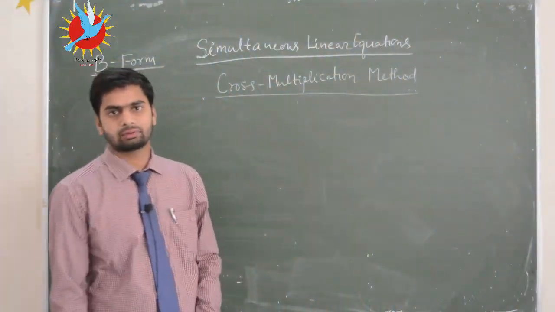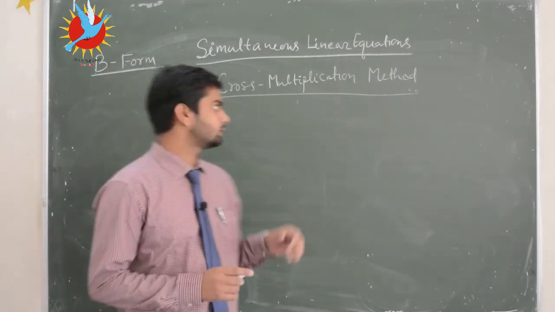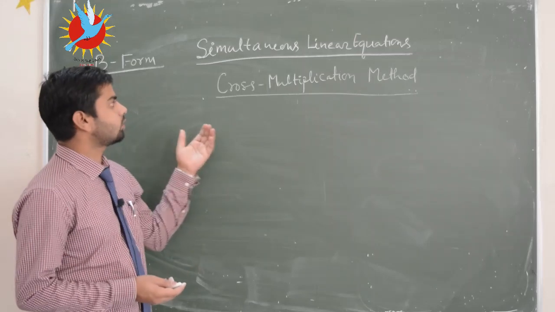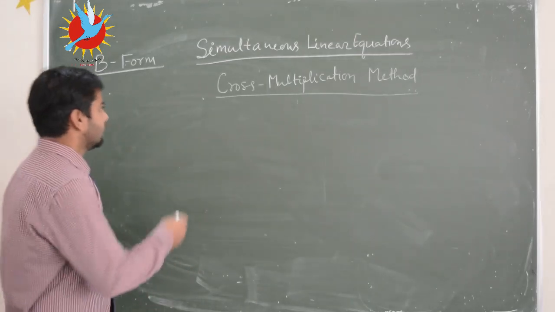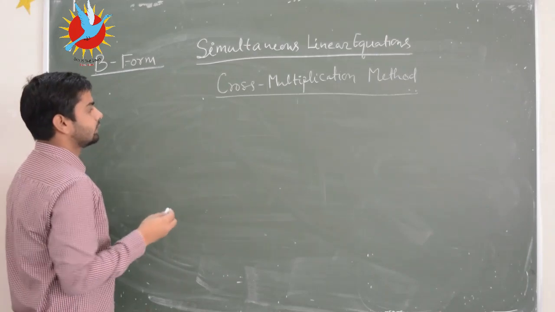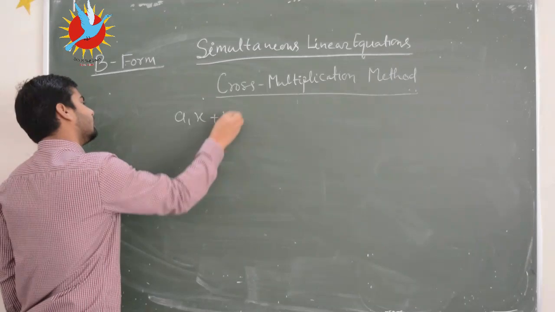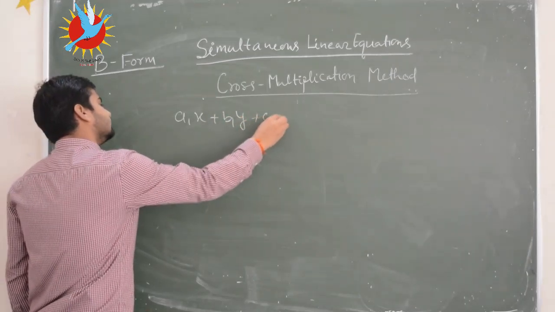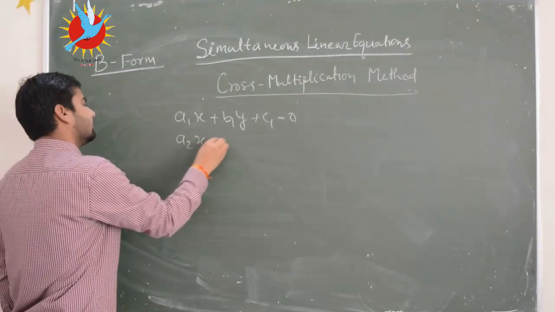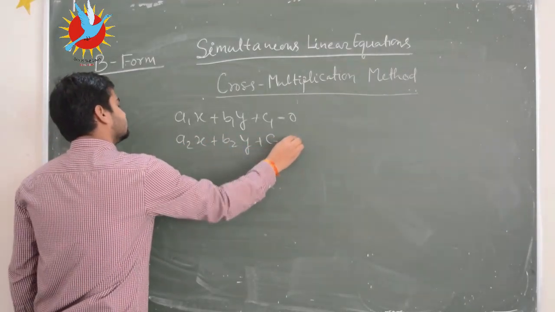In previous lectures we have covered the substitution method and the elimination method. In today's class we will learn how to solve simultaneous linear equations by the cross multiplication method. Assume we have two equations in two variables: a1x plus b1y plus c1 equal to 0, and the second equation is a2x plus b2y plus c2 equal to 0.